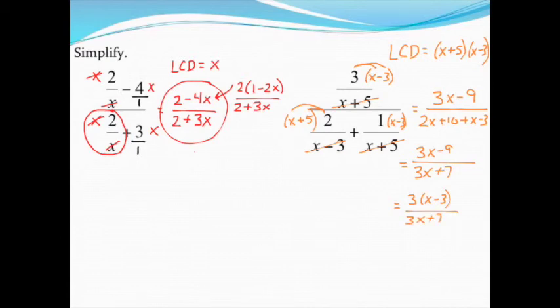So some people are going to ask me which is the right answer. Either one's fine. Neither one is considered more simplified than the other answer. However, it's always worth trying to factor, as I've mentioned.